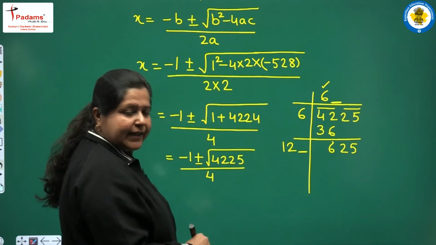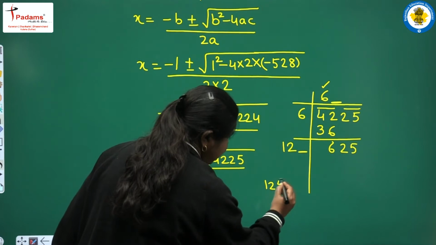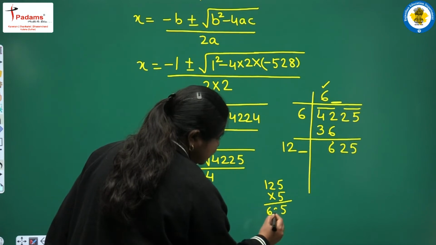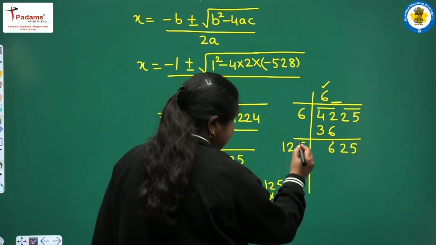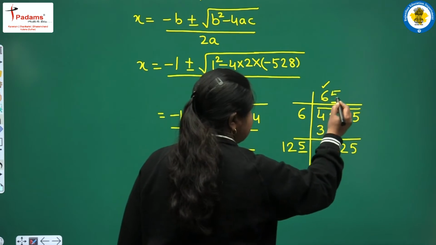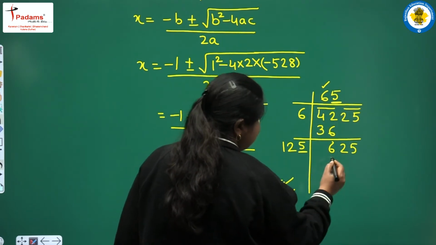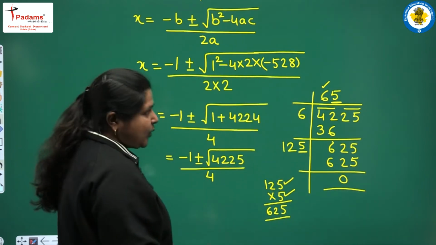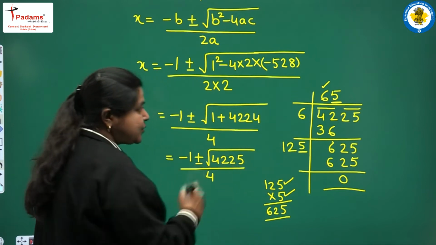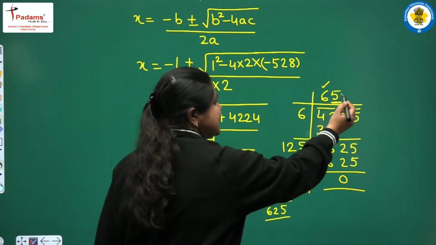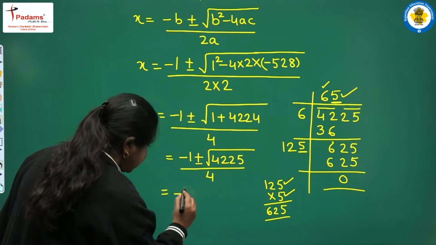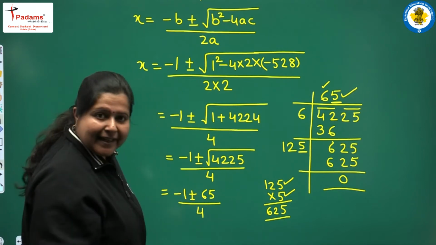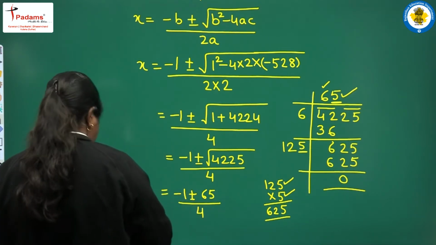we get 625. So you will see that if we write 5 after 12 then 125, and if we multiply with 5 itself we will get 625. So this 5 we wrote here, and this 5 we will write here. So we get 125 into 5, it is 625, and subtract, you will get the remainder as 0. And so the square root of 4225 is this number 65. So we write here minus 1 plus minus 65 upon 4. Is it clear so far? Now from here we will take two values of x.